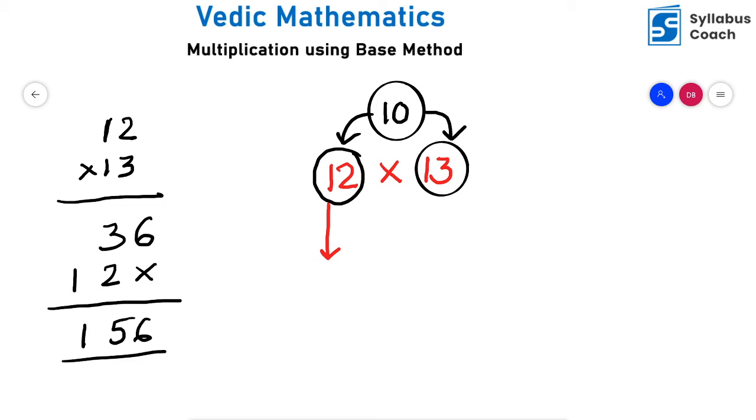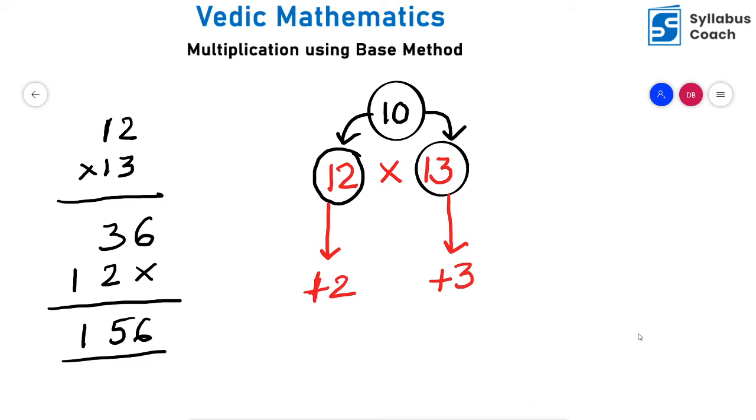So you have 12. What is 12 minus 10, students? How big is it compared to 10? It is plus 2, right? So 12 is 2 more than 10. And 13 is nothing but 3 more than 10. You have 2 and 3. That is the second step.